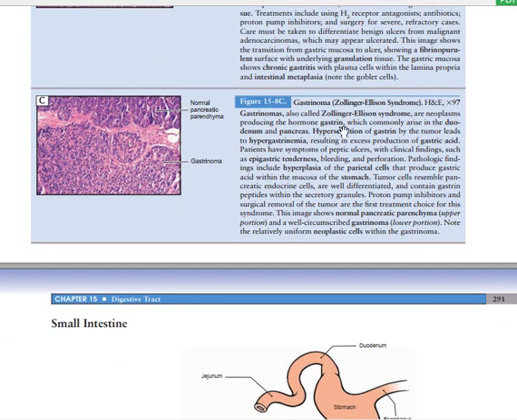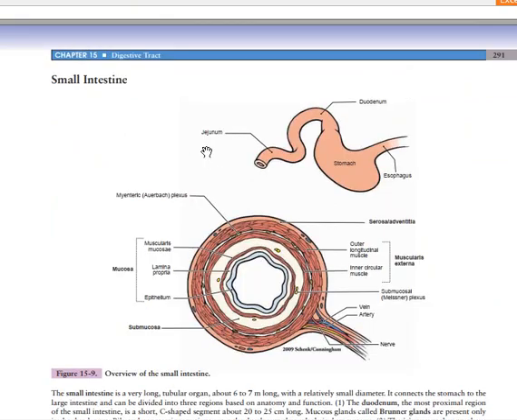Now the next one is Zollinger-Ellison syndrome. Zollinger-Ellison syndrome is just a gastrinoma, and a gastrinoma is a neoplasm producing excessive gastrin, which is commonly arising in the duodenum and the pancreas. So when you have those gastrin secreting tumors at the level of the duodenum or the pancreas, you have hypersecretion of the gastrin. Now at the level of the pancreas, in a histology section, you can have normal pancreatic tissue, and you have gastrinoma tissues. Is it clear? So that is the image of the gastrinoma.